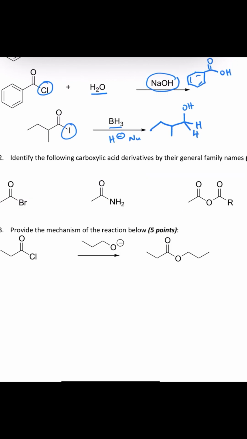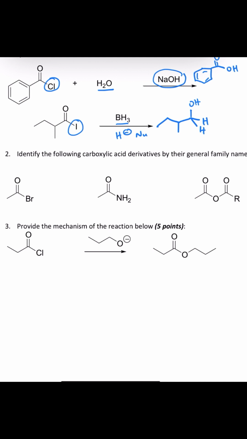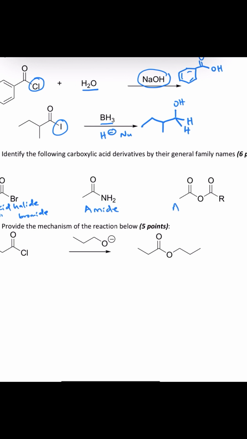Number 2, it says identify the following carboxylic acid derivatives by their general family names. So this is an acid halide, or you could say acid bromide. That's an amide, and this one here is an acid anhydride. And the reason it's an acid anhydride, you have a carbonyl, oxygen, and then another carbonyl.